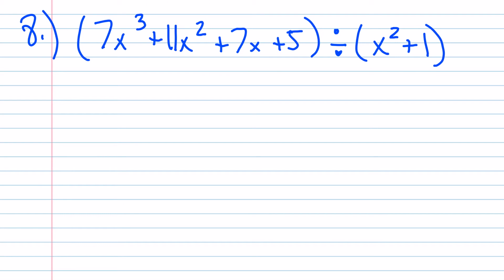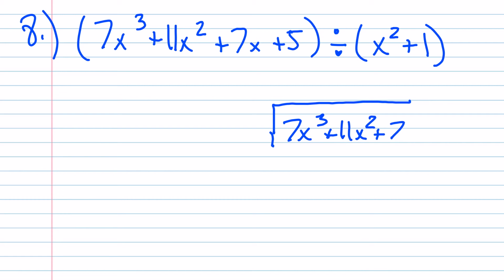Alright, number 8, we have 7x cubed plus 11x squared plus 7x plus 5, all divided by x squared plus 1. So once again, step 1 says we make our box. On the inside, I put 7x cubed plus 11x squared plus 7x plus 5. On the outside, I put x squared plus 1.